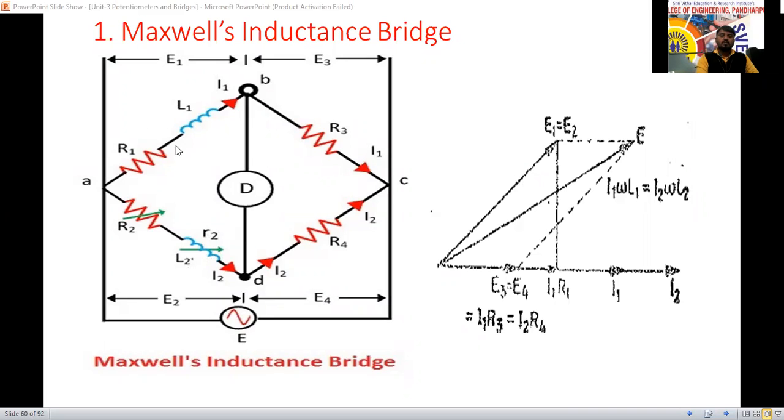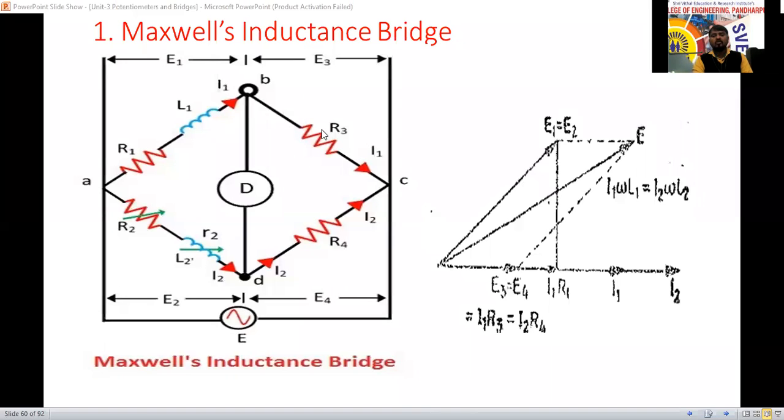So the voltage drop across this one here, I will call E1 R1. The voltage drop across this one is E1 now. The current into Z1, I1 Z1, is equal to E1, we can call that one. So only the same current I1 will flow at the balanced condition here now.